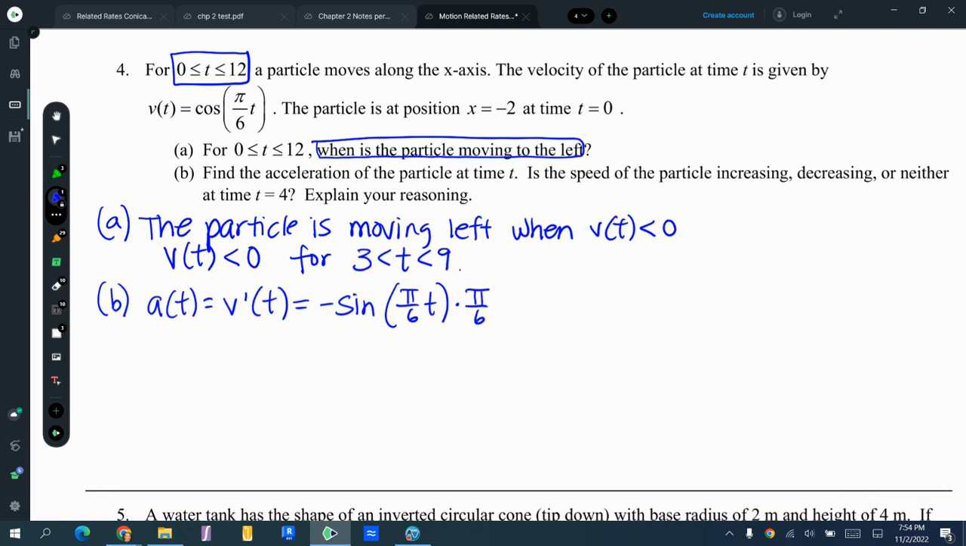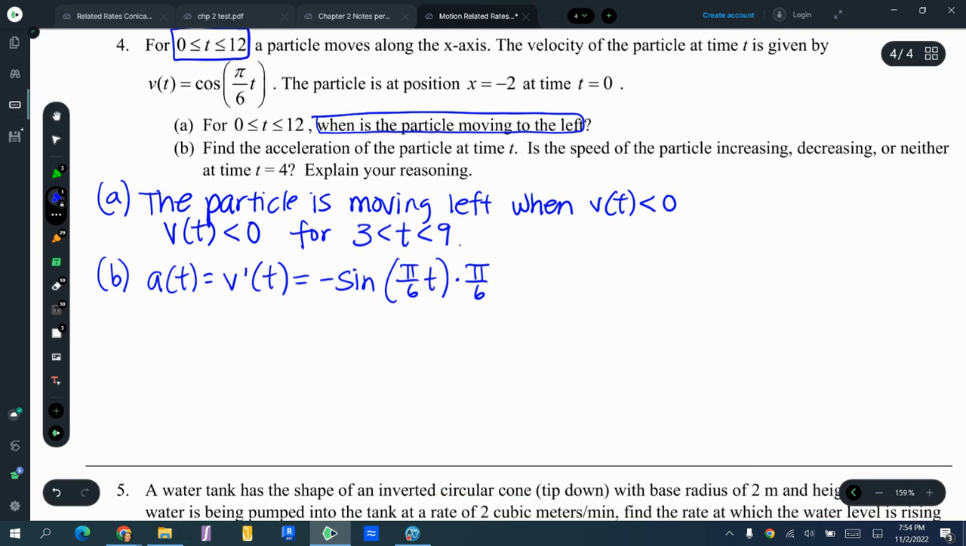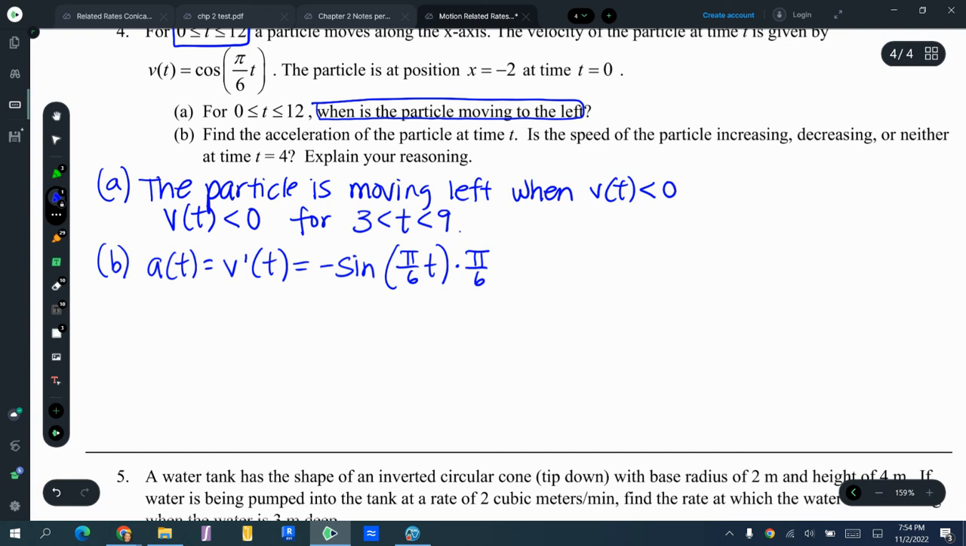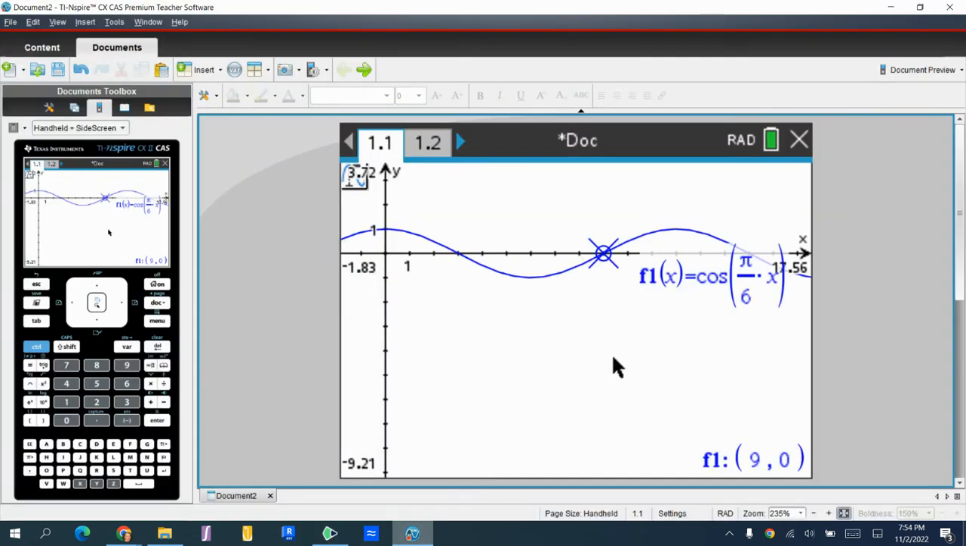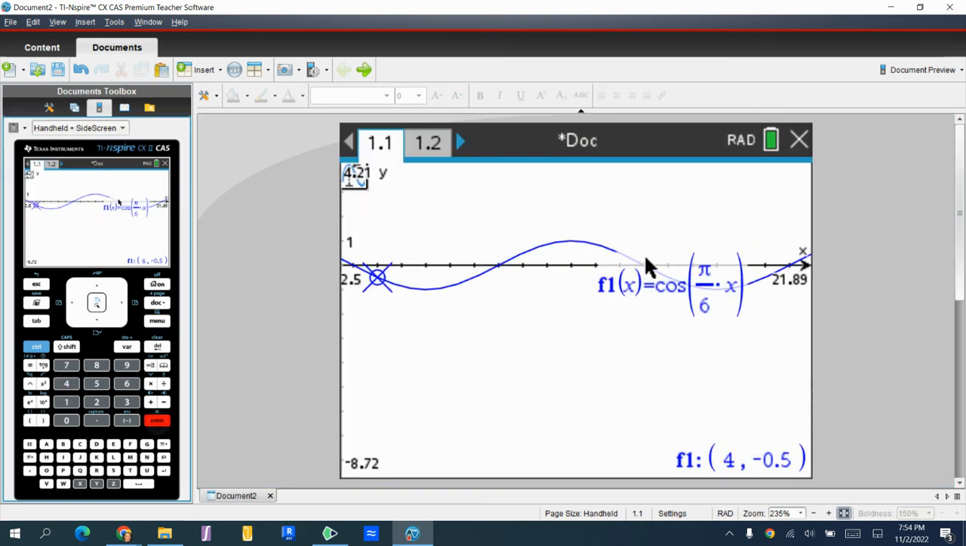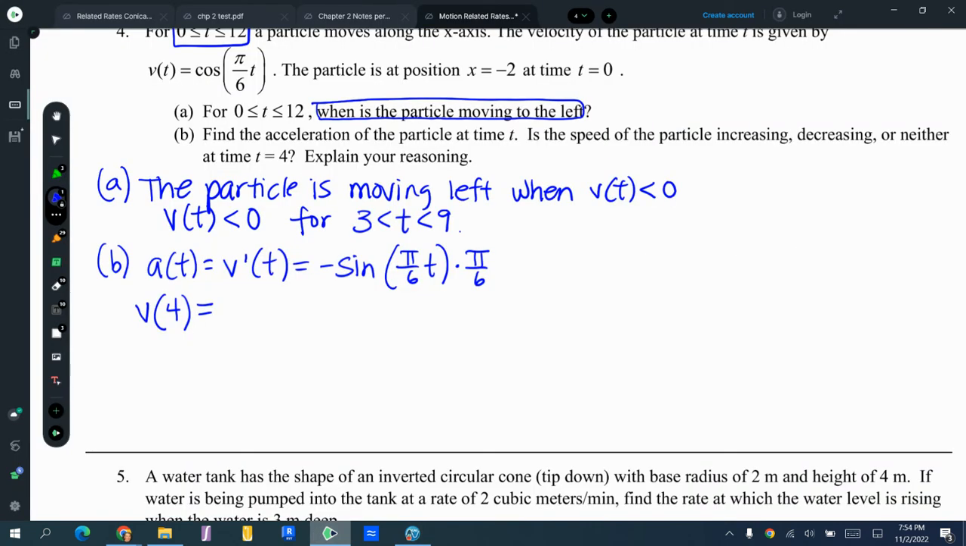And it says, is the speed of the particle increasing, decreasing, or neither at time equals 4? You need to know the signs, S-I-G-N-S, of acceleration and velocity, and compare them. If they're the same, the particle is speeding up. If they are opposite, it is slowing down. So let's do v of 4 first. You can get that right from your graph. You can go menu, trace this guy, and type in 4. And you're going to get negative 1/2.